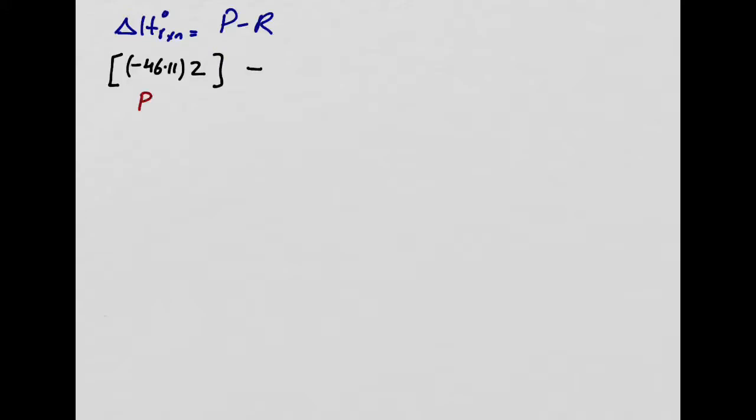Minus, let's go to reactant. Reactant is just 0 and 0. Product minus reactant. What I end up getting is negative 92.22 kilojoules. Again, moles cancelled out. Don't forget that.